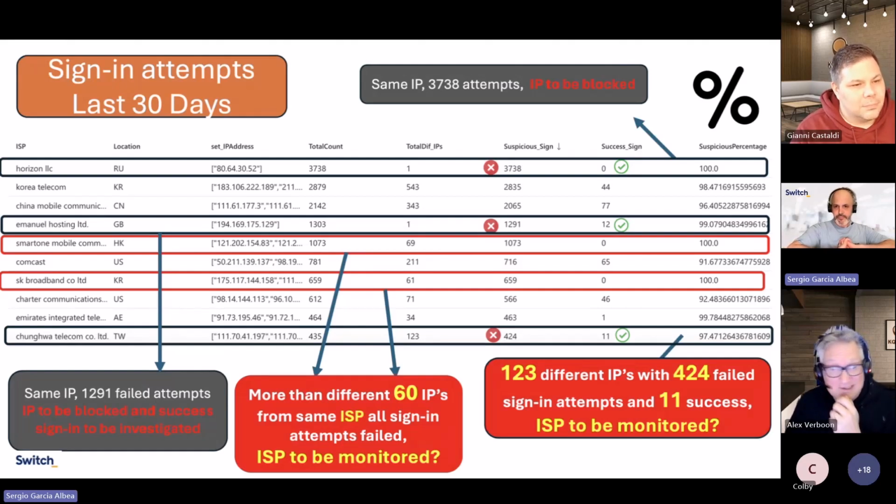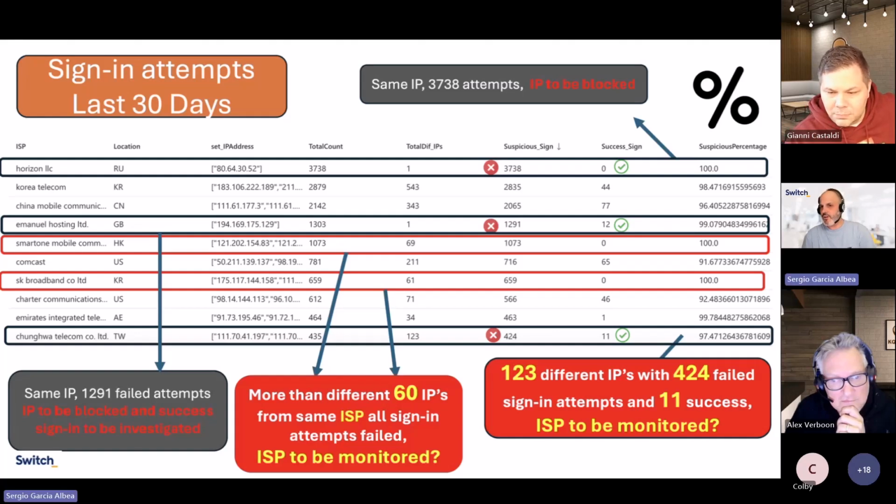Horizon LLC in Tasha. They were using just one IP, total different IPs, and they were having 3,738 suspicious sign-ins, but just one IP. So in this case, we could review why this IP is trying so many attempts, and perhaps just block this IP. The same happened with the second one, Emmanuel Hosting UK. They tried sign-in attempts 1,300 times, but we have 12 successes. So I will totally investigate why we have these 12 ones.